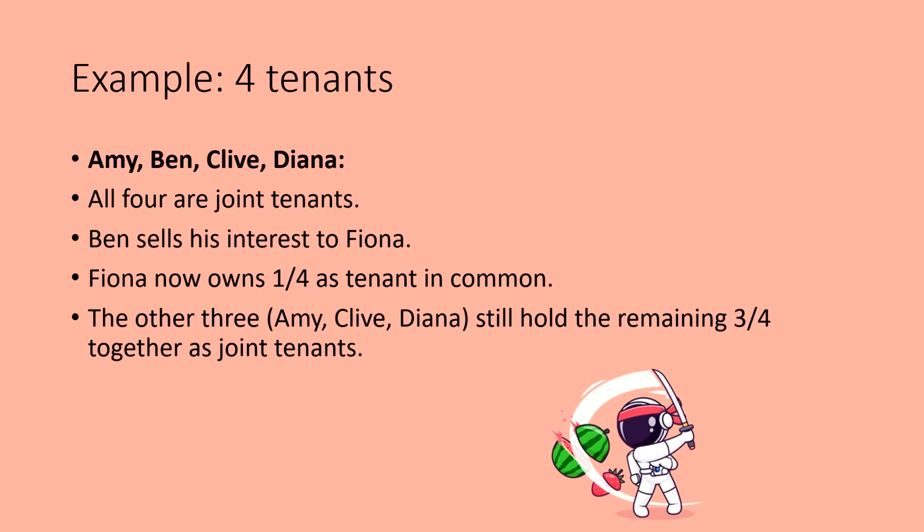and that's a specific share that only belongs to her. The other three, Amy, Clive, and Diana, the other three original tenants, still hold the rest of the property as joint tenants, and to them the old rule of survivorship and everything applies, and each of them has the rights to the whole of the remaining property. So that's important to keep in mind, what happens depending on how many tenants there actually are.